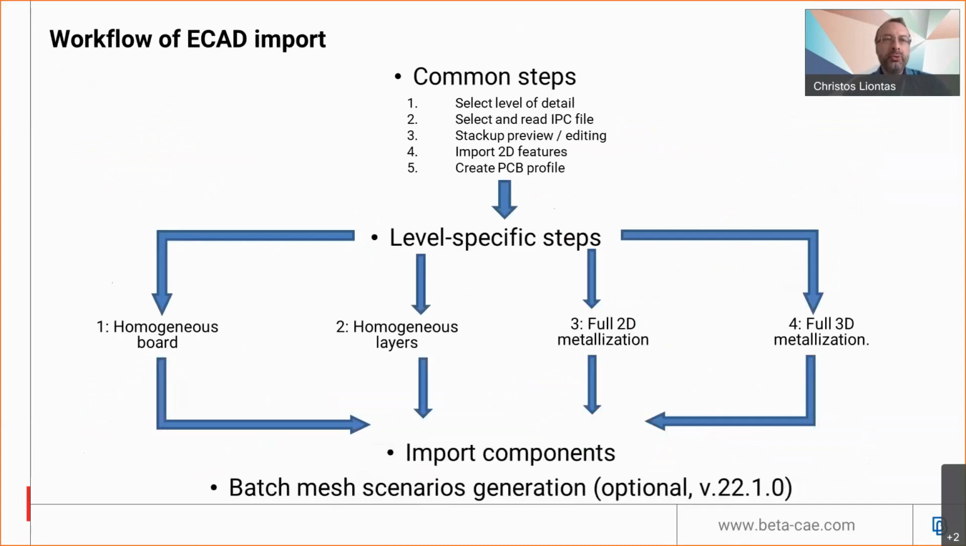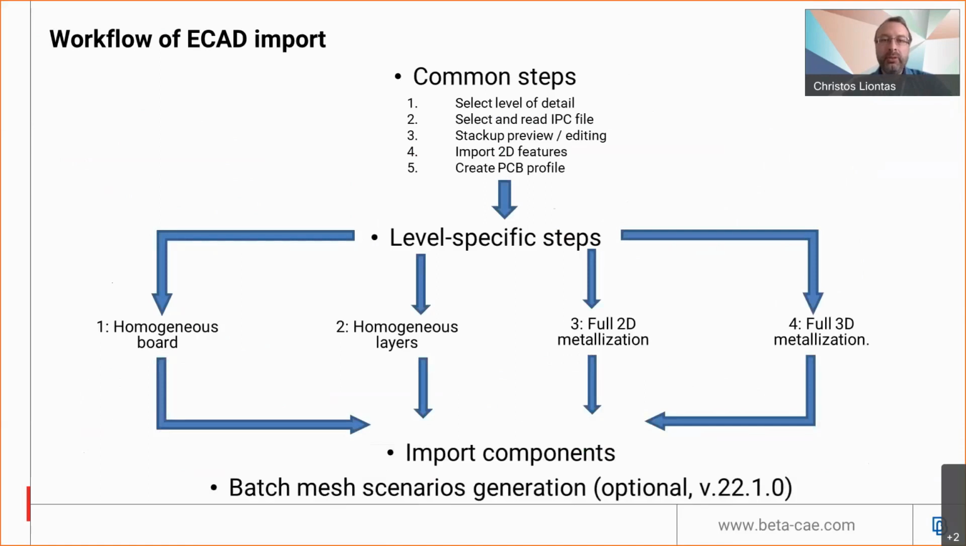So let me show you in brief how the workflow of the ECAD import is. First of all, we have 5 common steps. So you have to select the level of detail you want for your model. Then you have to select the IPC file you want to read, which is an XML file. Then you preview the stackup and you can edit it optionally. After that, you can import the 2D features that bound the conducting features of the PCB. And then you create the PCB profile itself.